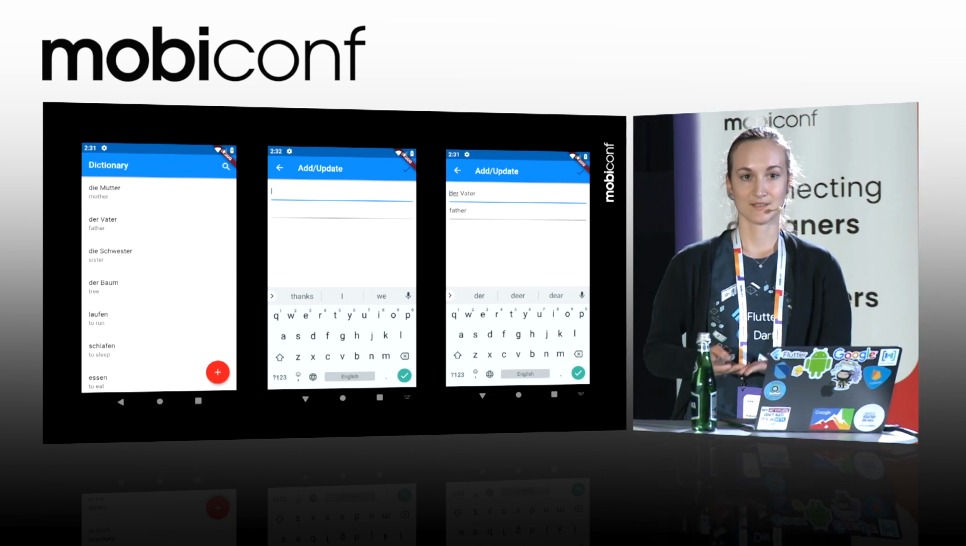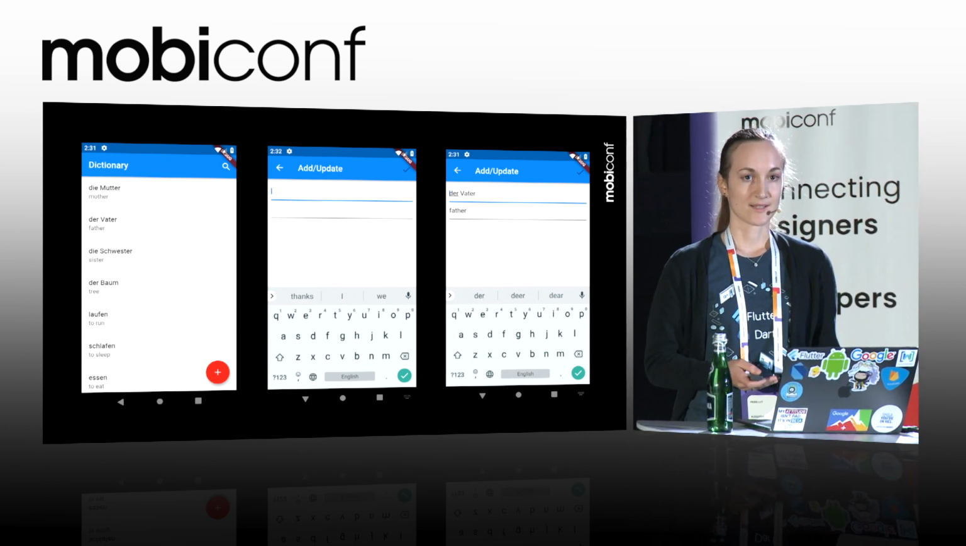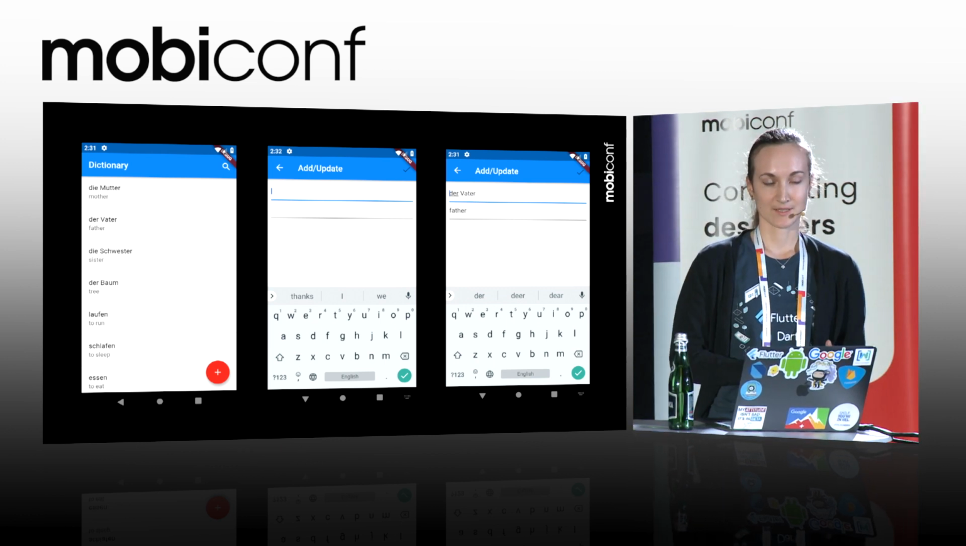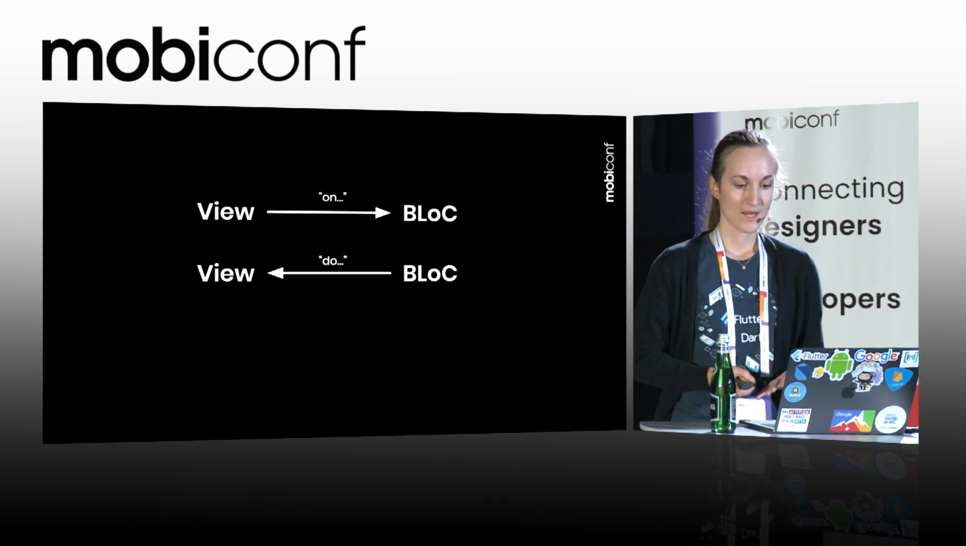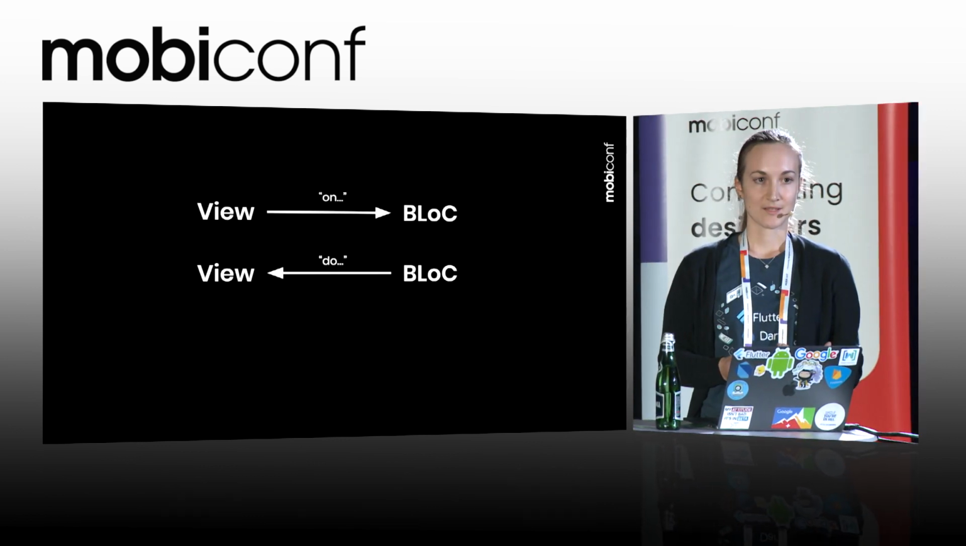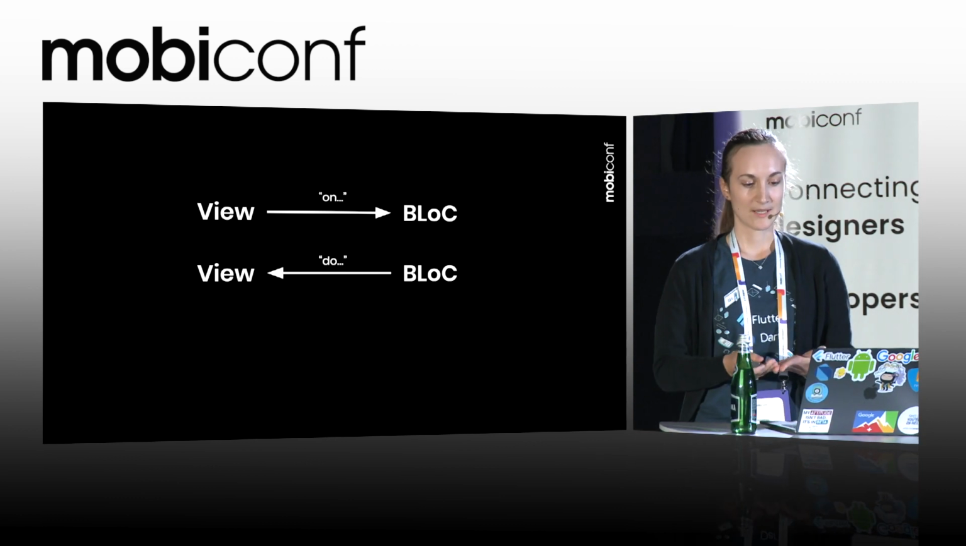Now let's implement BLoC in non-trivial app. I've decided to take a dictionary app as an example. Let's have two screens, a list of vocabulary and add update screen. For readability in my example, I've decided to use the following naming scheme.